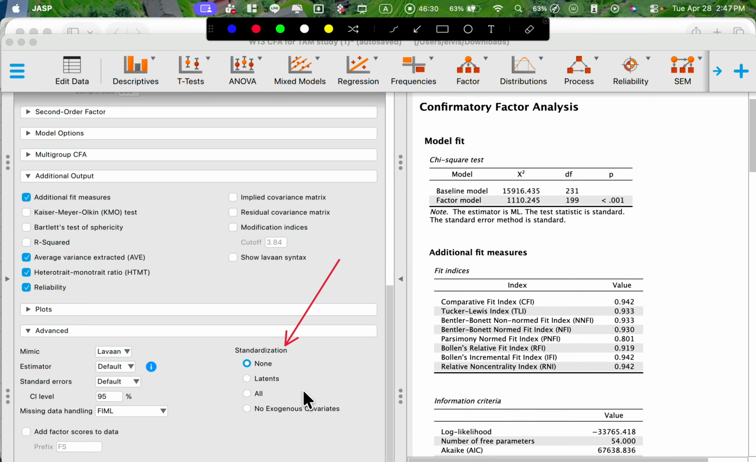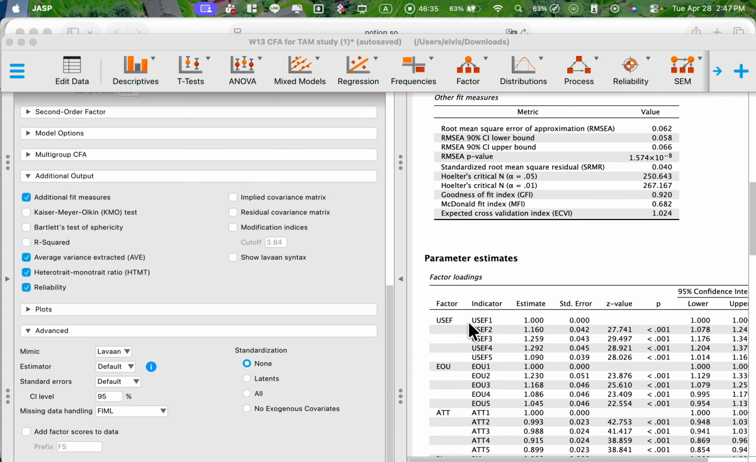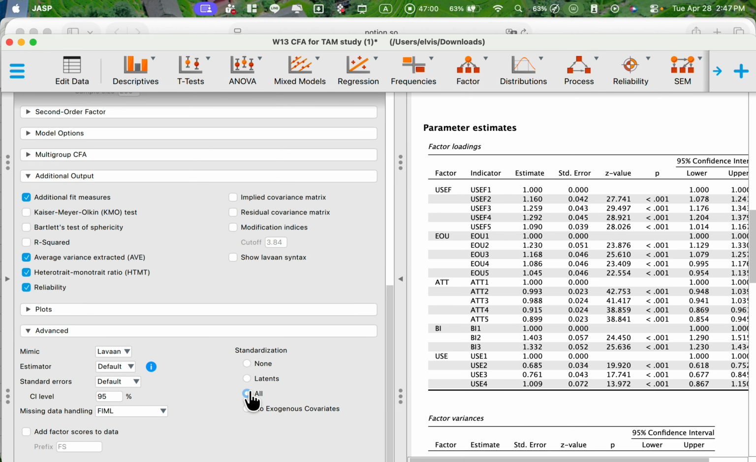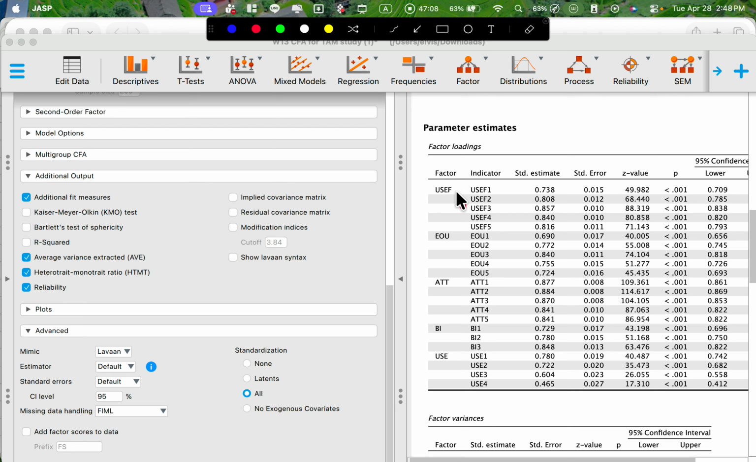So far it's non-standardized. On the right-hand side, here is the factor loading. This is called estimate, but it hasn't been standardized. So I have to standardize the factor loading. We have to check this one called standardized all. So we check it. Now the result changes, right? Can you see that? We have a different result right now.